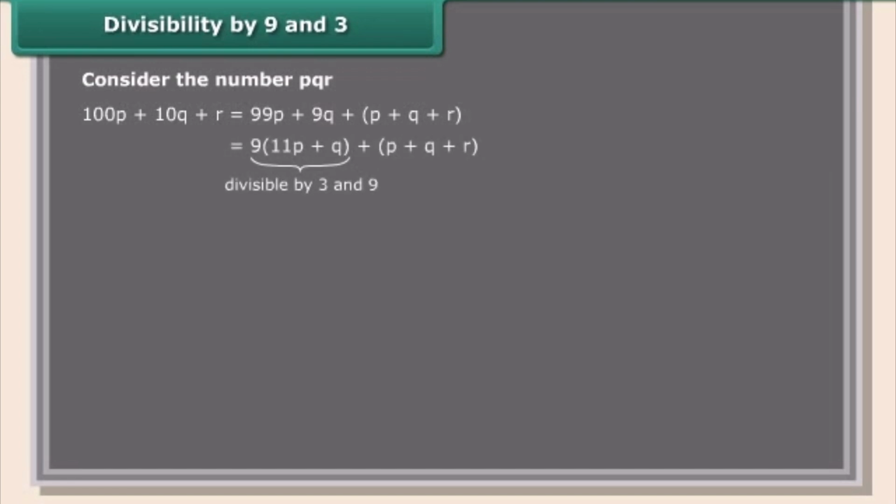Consider the number PQR. 100p plus 10q plus r is equal to 99p plus 9q plus p plus q plus r, which is equal to 9 into (11p plus q), divisible by 3 and 9, plus p plus q plus r. Divisibility by 9 or 3 is possible if p plus q plus r is divisible by 9 or 3.